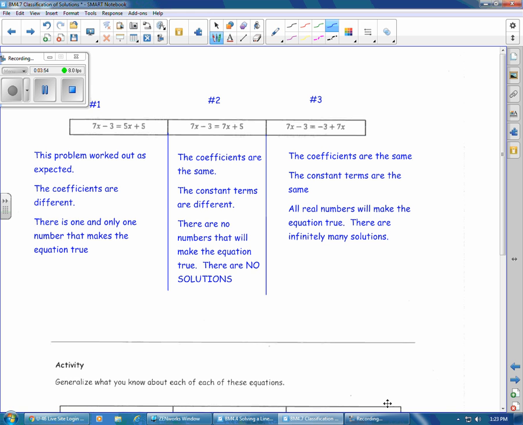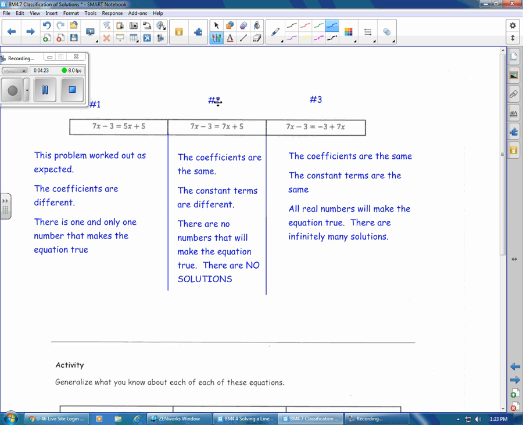If we're looking at problem number 1, that's the one that we solved, and the problem worked out as expected. The coefficients are different. That's our number that's being multiplied by x on both sides of the equation. 7 is different from 5. So when I subtract out the 5x from both sides, I have an x term that's still left, and I can solve. What this means is there is one and only one number that's going to make the equation true.